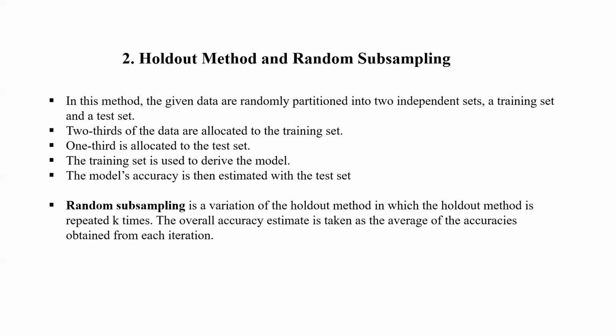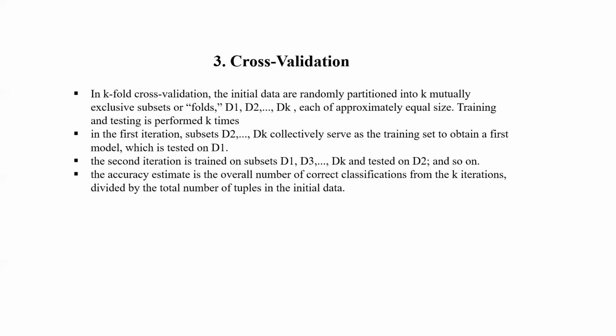Random subsampling is a variation of the holdout method in which the holdout method is repeated k times. The overall accuracy estimate is taken as the average of the accuracies obtained from each iteration. After all the estimations, we get the average of the accuracies.